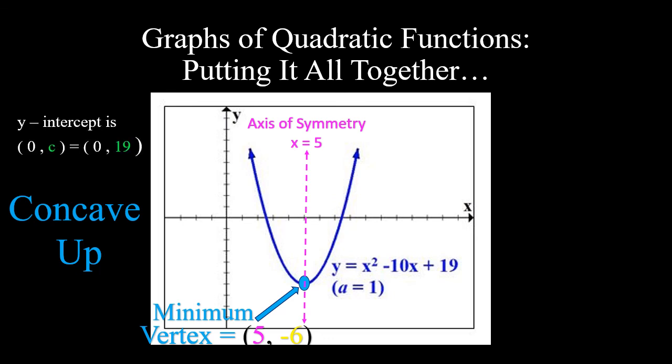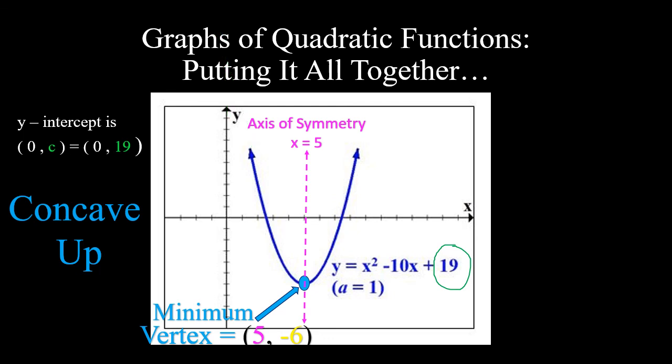We then talked about the y-intercept. The y-intercept is just the point (0, c), okay? So if you know your value of c, you also know your y-intercept. For our graph, it's (0, 19), because 19 is our value of c, which means it's going to hit our y-axis up here at (0, 19), okay?